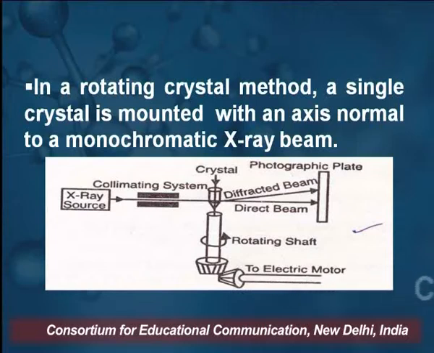In the previous methods the crystal was fixed, but here the crystal is rotating through the rotating shaft which is connected with the electric motor. So the X-ray beam passes from the collimating system, and a fine X-ray beam falls upon the rotating crystal. The rotation is required so that the X-ray beam falls upon every part of the crystal, and from here it is deflected, and on the photographic plate we can record the pattern. So this is the basic phenomenon behind the rotating crystal.